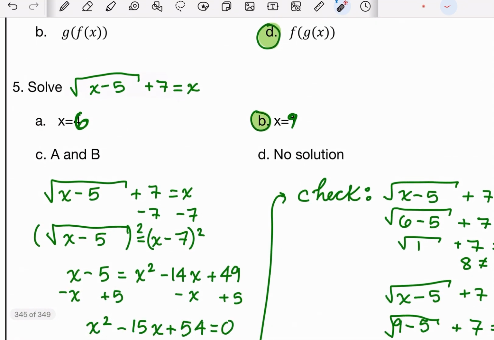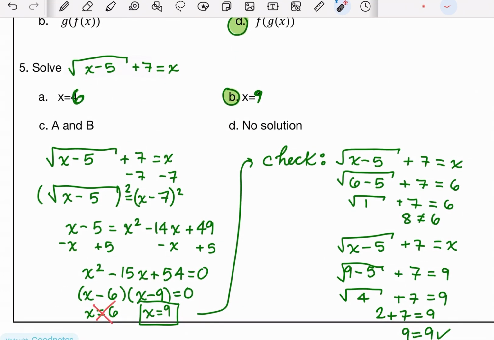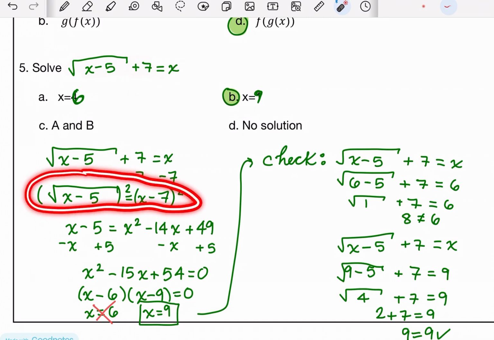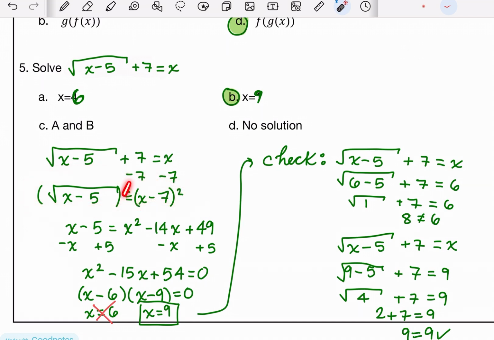Number 5 goes off of what number 1 was. So let's try to isolate that radical first. We're solving this radical equation. The first thing we want to do is subtract 7 from both sides. So when you subtract the 7 from both sides, this is the step we're at here. In order to get rid of that square root, which is the next step, you square both sides. That squared cancels with the square root.